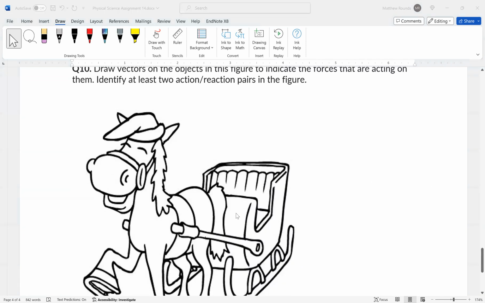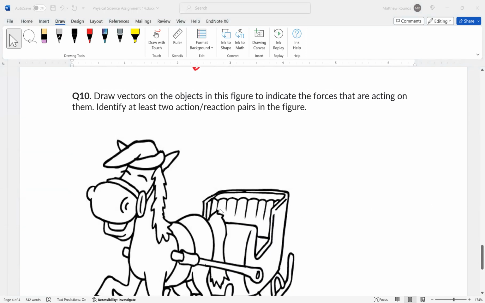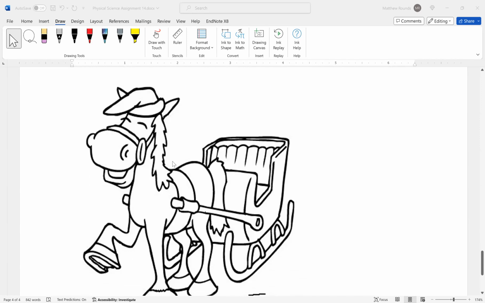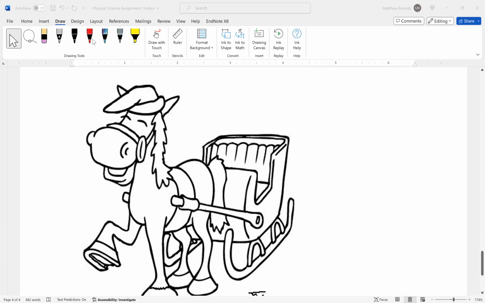Draw vectors on the object and figure to indicate the forces that are acting on them. Identify at least two action reaction pairs in the figure. Okay. So I will sort of highlight two places where I think something is probably happening. One is right here. One is here, and another one is kind of here.